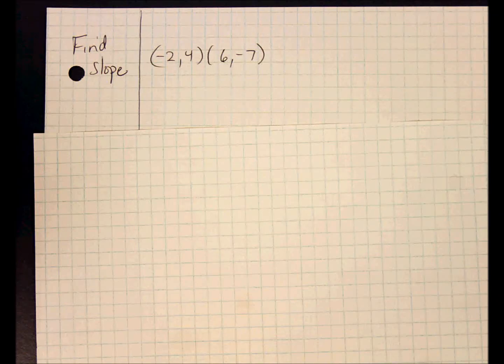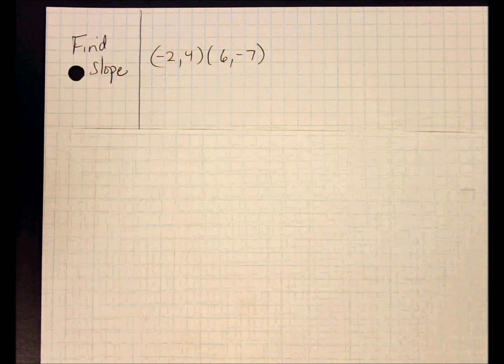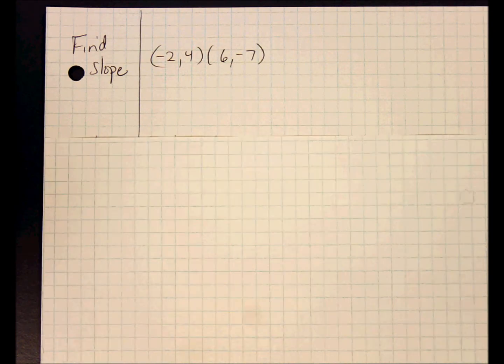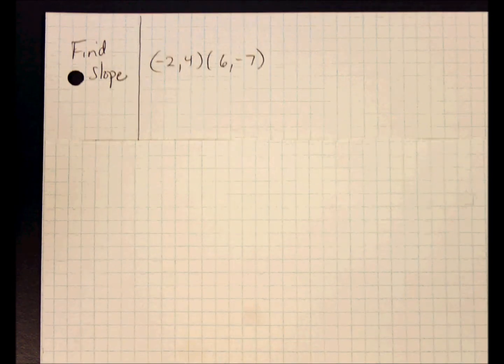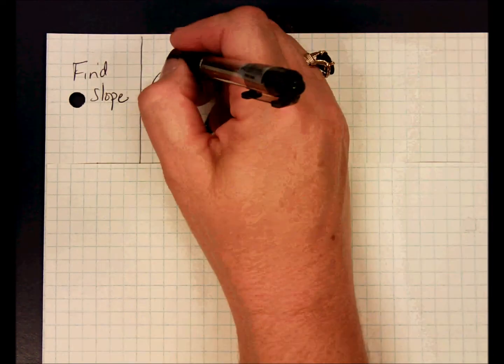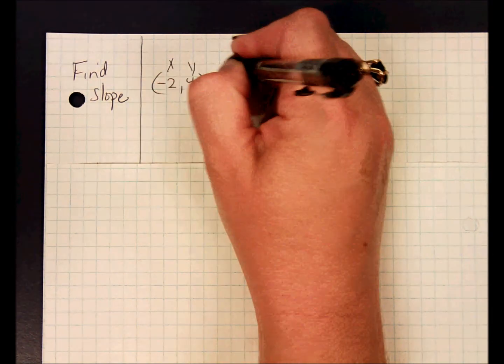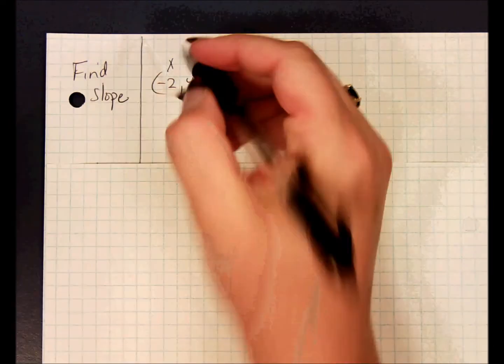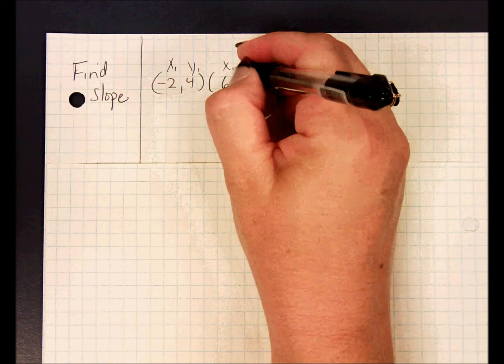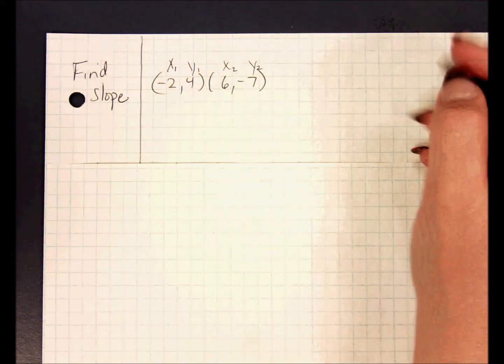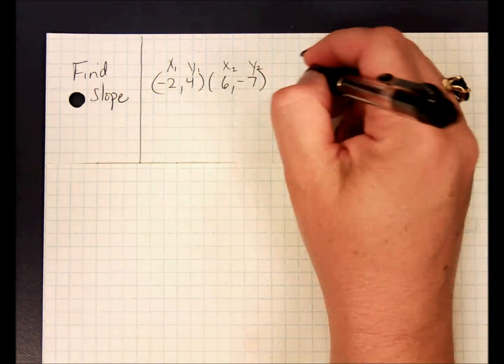So now it just says find the slope. I don't have to graph it. Can I graph it to find the slope? Yes. But I want to show you how to do it without graphing. So you know that these points are x, y, x, y. Mark 1 on the first one and 2 on the second one. I can go the other way, but it makes just as much sense that way.